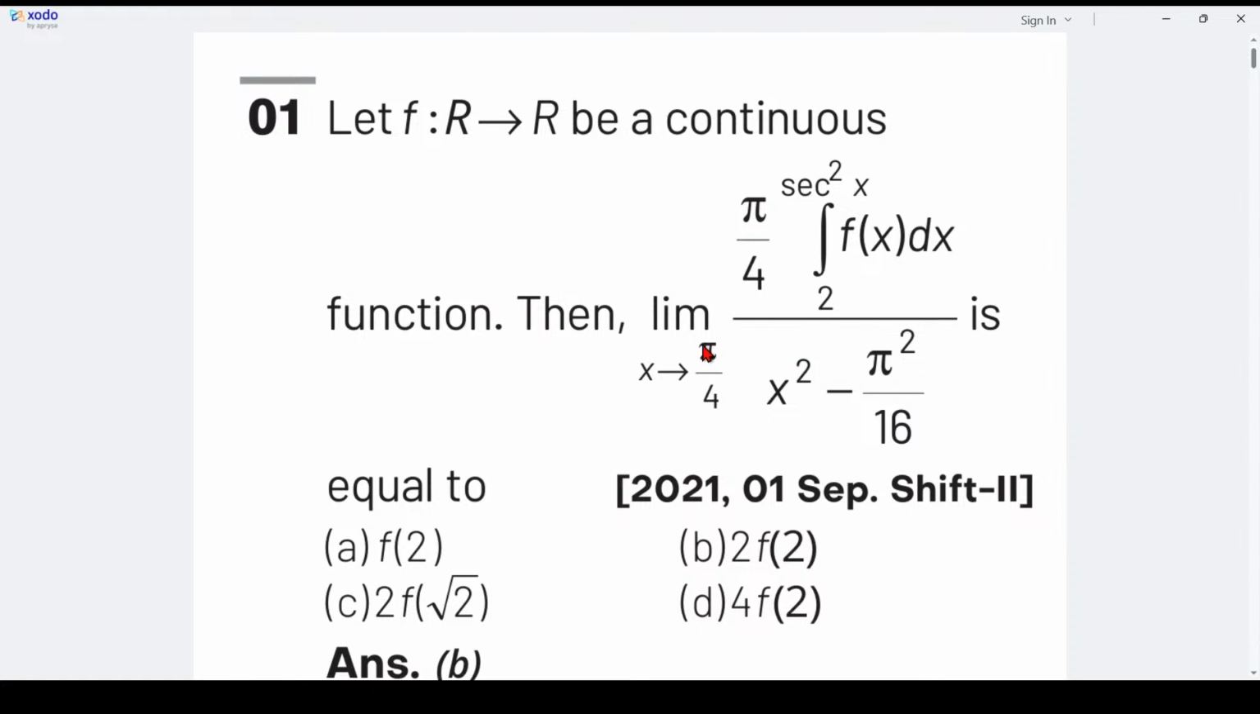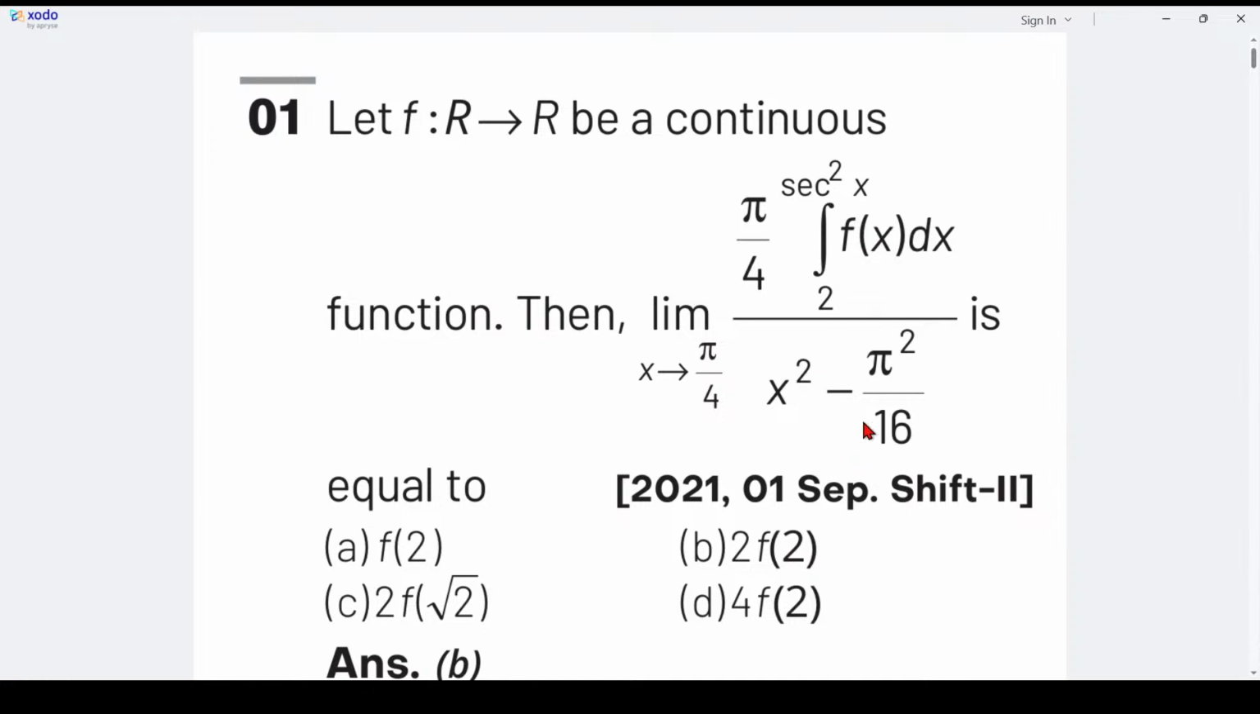At the same time, in the numerator, secant square pi by 4 is equal to 2, we know. So, the definite integral is between 2 and 2. Obviously, this part will become 0. So, that means the limit is in 0 by 0 format. So, what do we have to do? We can use L'Hopital rule.